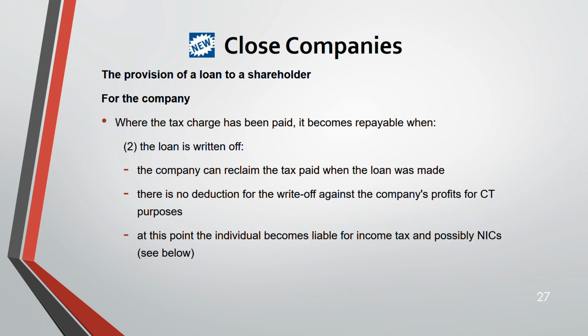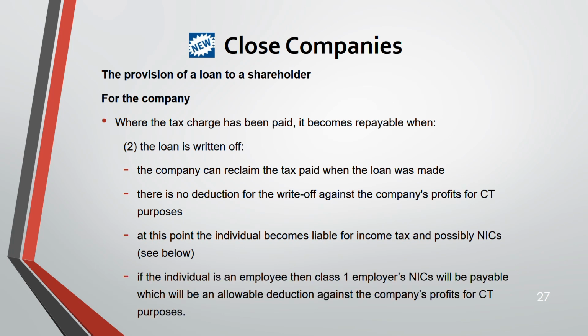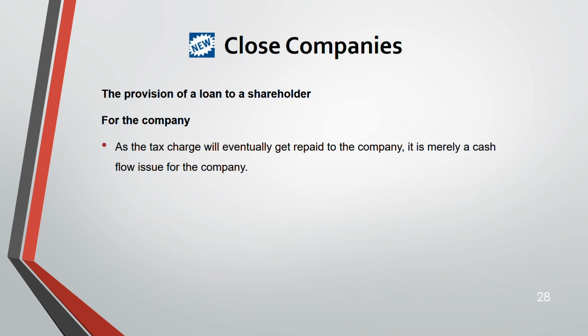At this point, the individual becomes liable for income tax and possibly NIC. You have to see below. If the individual is an employee, then class 1 employer's NIC will be payable, which will be an allowable deduction against the company's profit for corporation tax purposes. Now, as the tax charge will eventually get repaid to the company, it is a cash flow issue for the company.